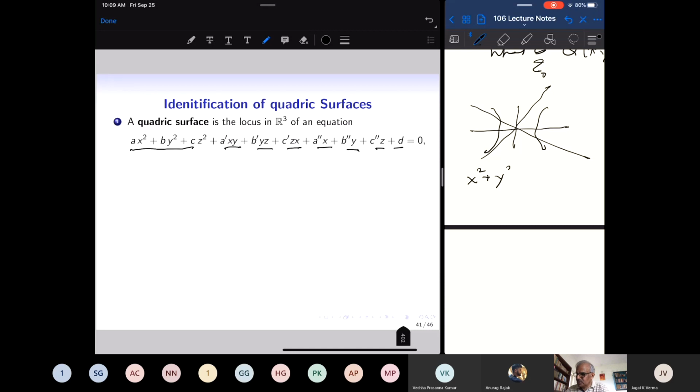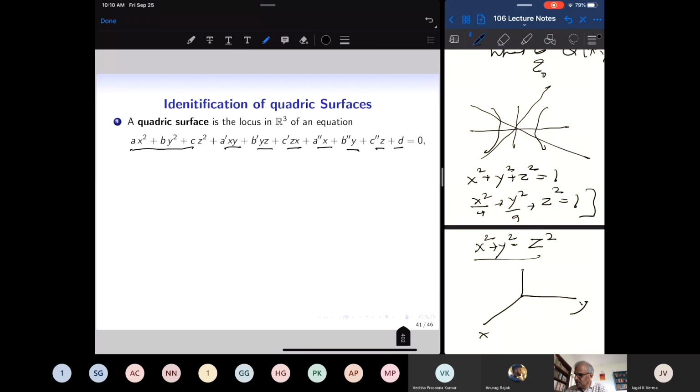So for example, x square plus y square plus z square equal to 1. This is the equation of a sphere. If you write x square over 4 plus y square over 9 plus z square equal to 1, this is an ellipsoid. Or x square plus y square equal to z square. What does this represent? If I fix a value of z, it is a circle. So if I cut this surface with a plane parallel to the xy plane, I will keep on getting circles.